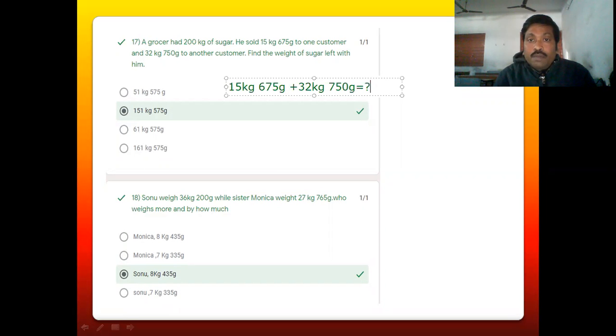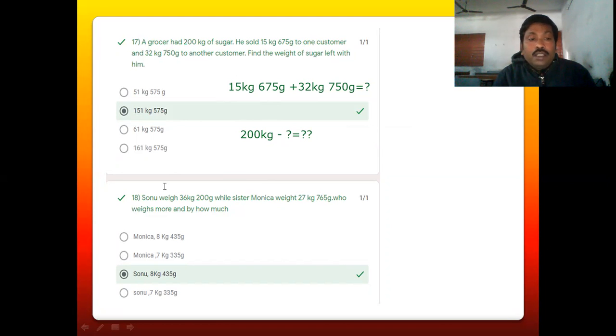When we add, we get these numbers. And after this addition, we will subtract it from 200 kg. 200 kg minus this, and when we get this, what is the value of this? This value is 151 kg 575 gram. You already know how we can solve and add these questions, but it is a word problem question. So first we will add the weight of the sugar, and after that we will subtract this addition from the 200 kg of sugar.